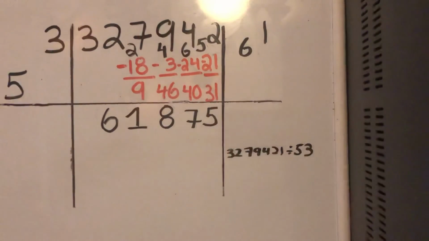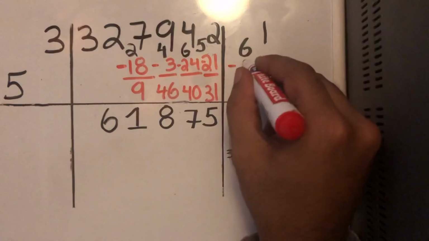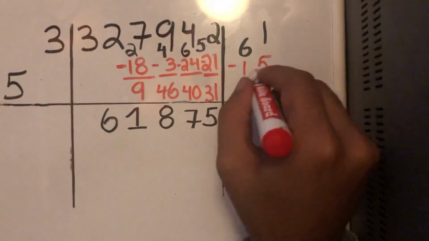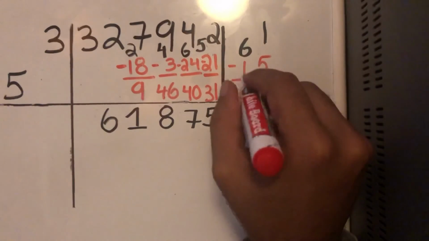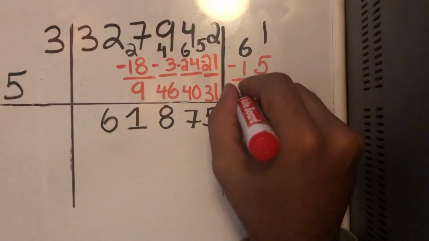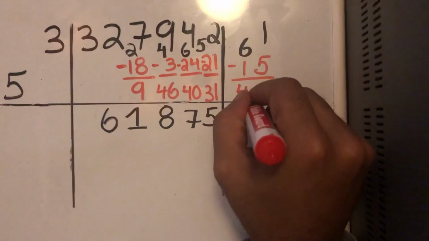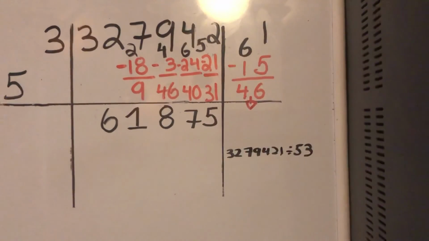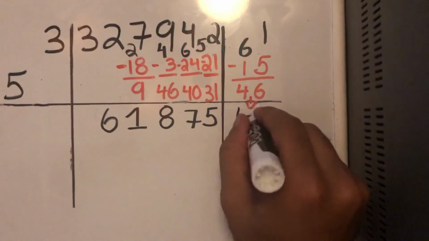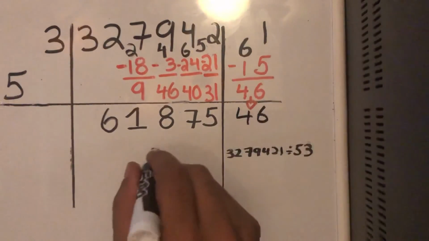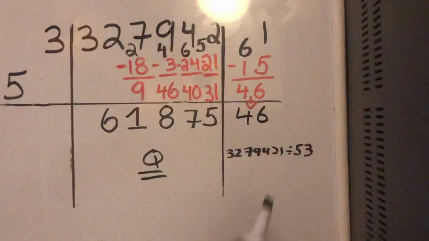Okay? One final adjustment. So I'm going to take my 61 minus 3 times 5. So that's going to give me 46, okay? And since this is my remainder, I just bring it down. So I put it right here. Great, so there we have it. This is our quotient. This is our remainder, okay?